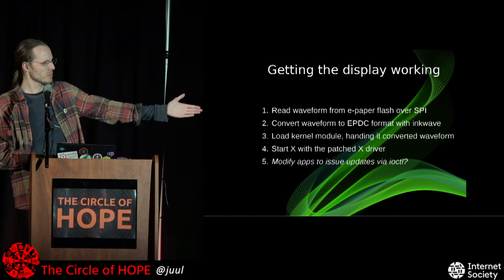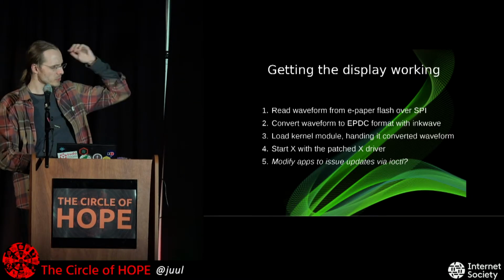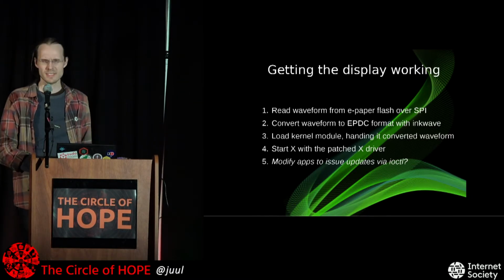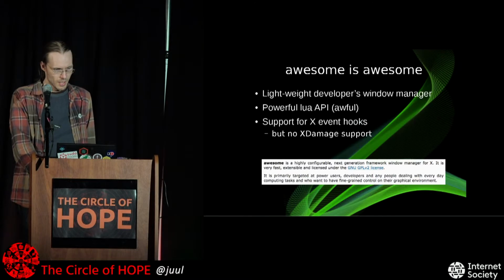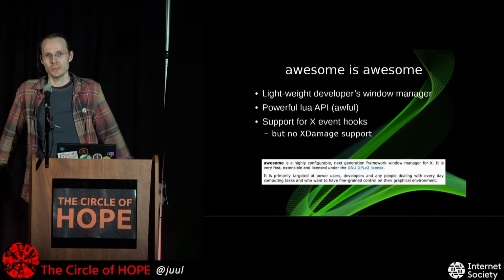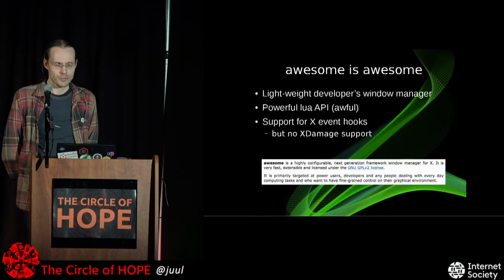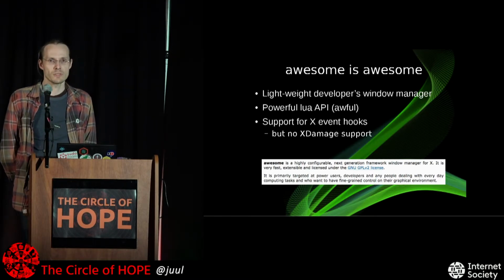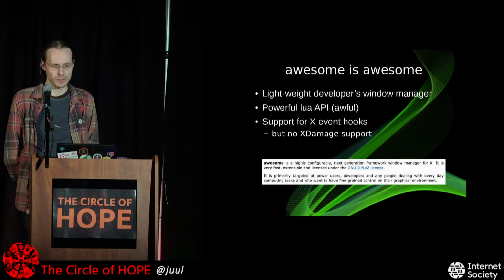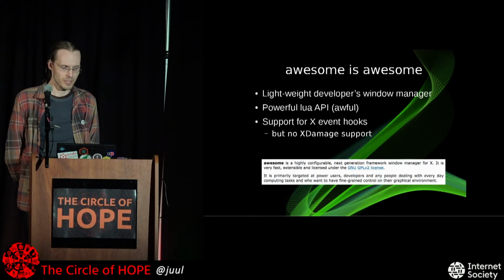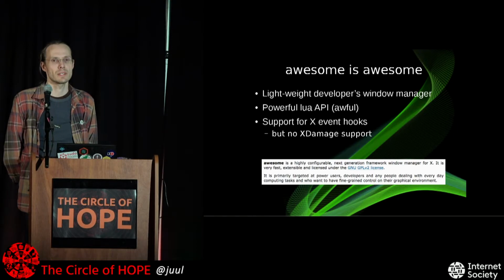We need to actually modify all the apps to issue updates via I/O CTL. That's really annoying. So, as we saw before, there was one of these tower balls that had Awesome built into it. I looked at that Awesome and I diffed it against the same version of Awesome from the official repo, and it looked like they had added some things that allowed them to get X damage events.